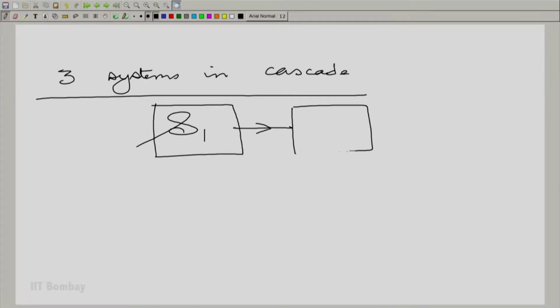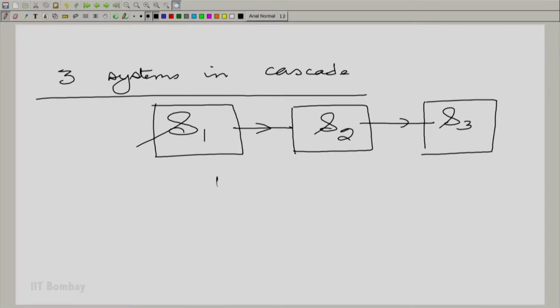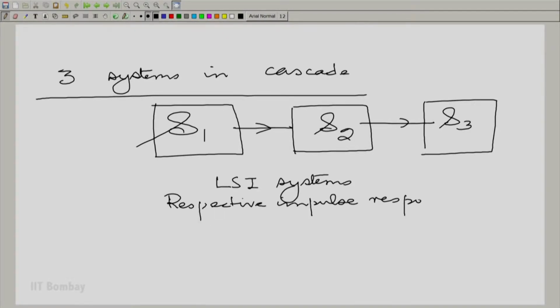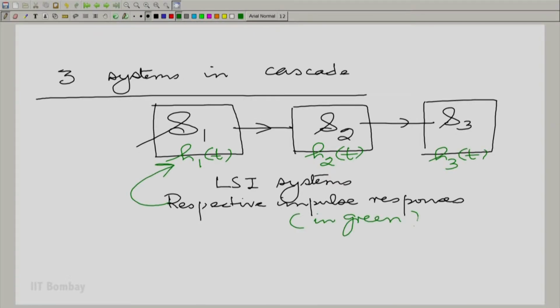Let us call them S1, S2 and S3. And all of these are linear shift invariant. The respective impulse responses are h1, h2 and h3. So, I am going to write them in green here. I am first considering continuous time, but the same arguments will go for discrete.